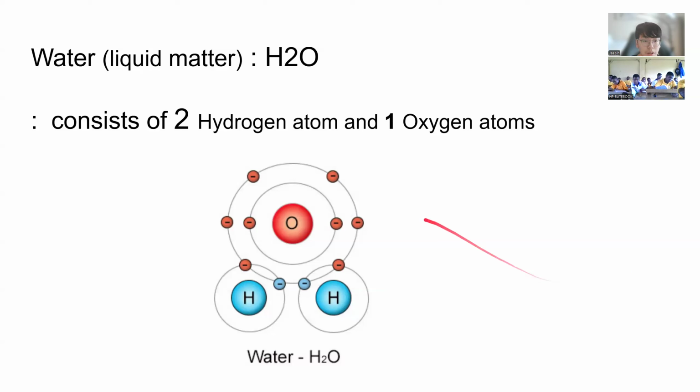For example, let's take water, which is H2O, and it is matter since it's a liquid. It consists of two hydrogen atoms and one oxygen atom, and this makes up one molecule of water. This is a water molecule, H2O. You can see it consists of multiple atoms, in this case two hydrogen atoms and one oxygen atom, combining into a molecule.